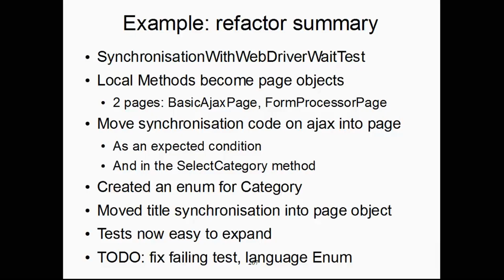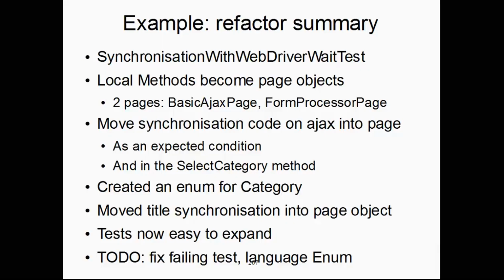Now I moved the synchronization code for the synchronization on Ajax image into the page initially as an expected condition and as part of the select category method. We may choose to refactor the select category further to have a click on category, which is used in select category to give us a method which does synchronization and methods which don't, because we may need that flexibility in our tests.